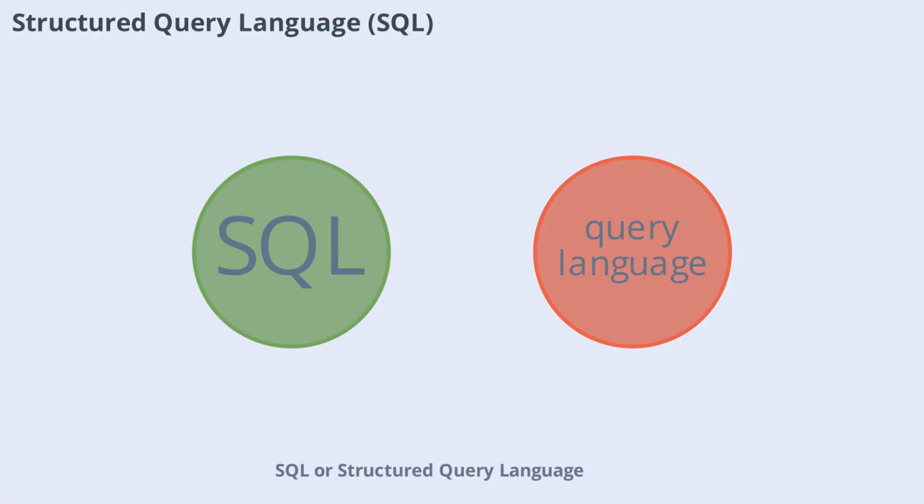SQL, or structured query language, is the standard language for interacting with relational databases. With SQL, you can create tables, insert data, update records, and retrieve information using queries. SQL is powerful and widely used, making it an essential skill for anyone working with databases. Its syntax is designed to be readable and expressive, allowing users to perform complex operations with relatively simple commands.